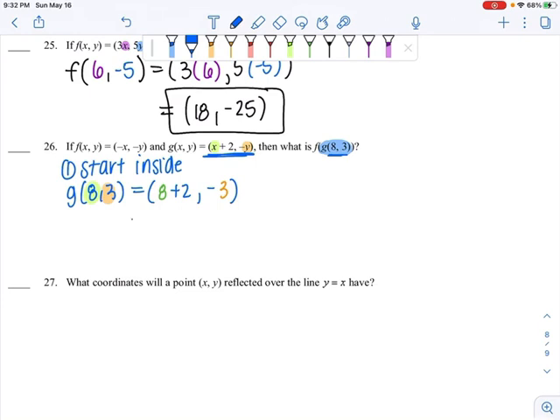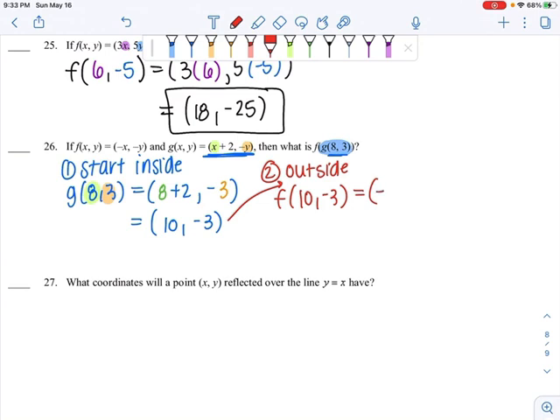Okay, then we work outside. So then that's going to be f. So we take f and we use the point that we just found, (10, negative 3), equals, okay, negative, we're going to plug in 10 for x, and then we're going to plug in negative 3 for y. So that's going to give me a negative 10, positive 3, because a negative times a negative is a positive. So that point would give me (negative 10, 3), which is my final answer.